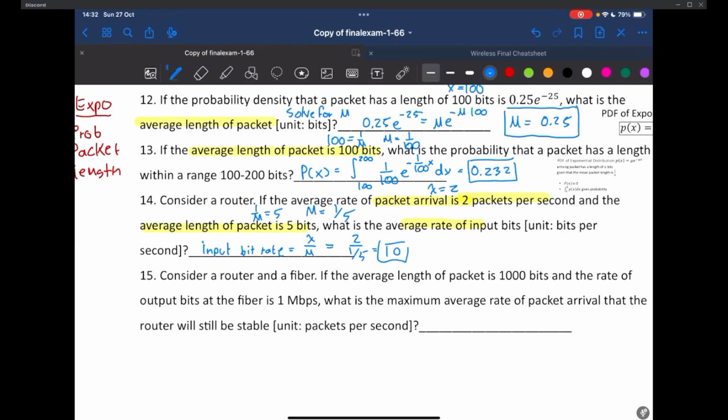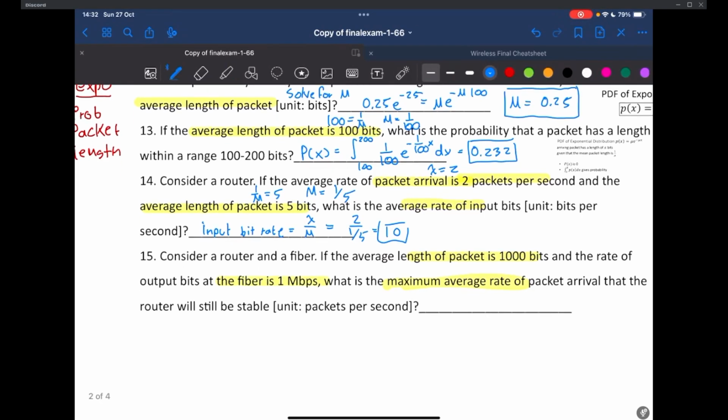Number 15, we need to find the maximum average packet bit, given the length of the packet is this and the fiber is that. So what we need to do is use a formula: lambda divided by mu must always be less than C. C is the maximum capacity. C must not be exceeded, but here we're trying to solve for lambda.